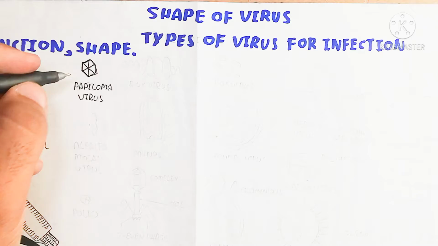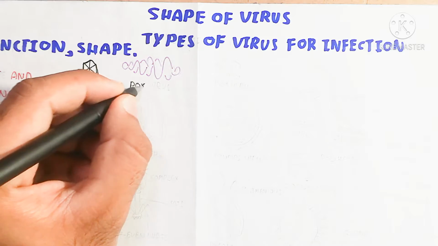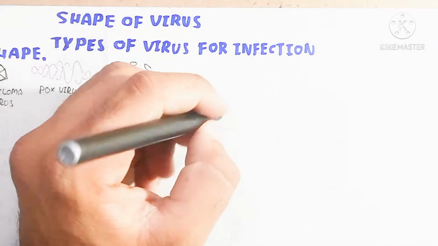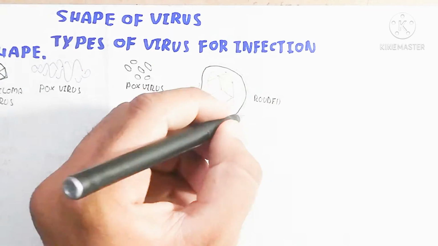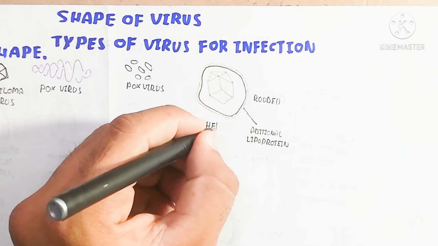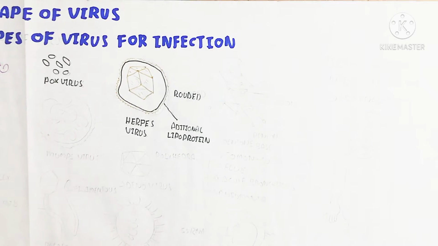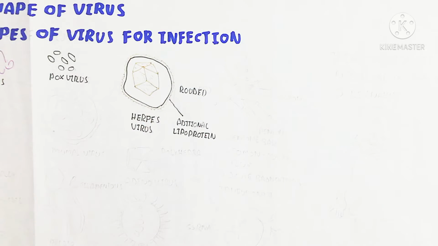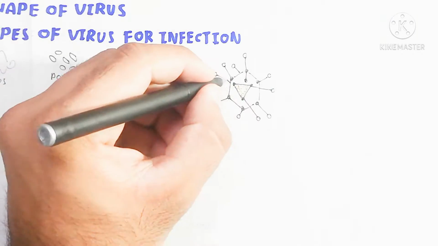So here is the papilloma virus, which causes disease by sexual contact or blood transfusion, contaminated blood transfusion, shaving, or some other reason. Sexual contact is the major example. Here the pox virus is present, and the pox virus structure looks like this. While the herpes virus, which causes herpes simplex disease, is rounded, and additional lipoprotein is present on the upper side of the capsid.